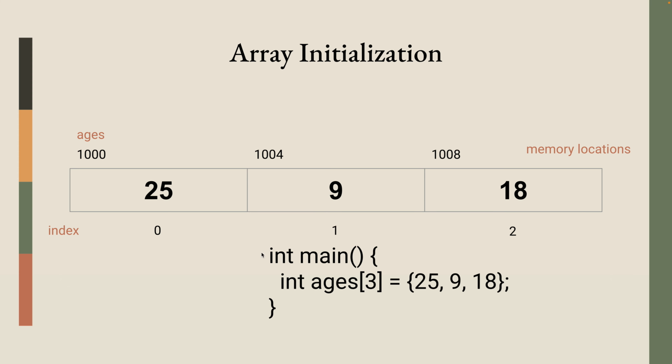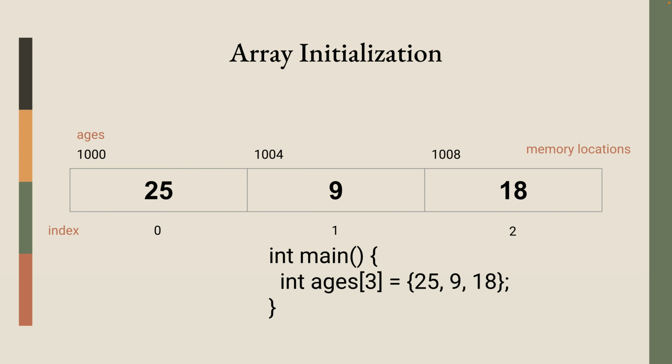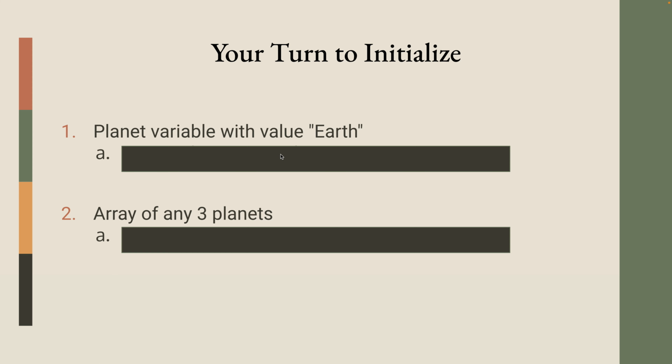Array initialization. We could define the array like this, and then we could say planets[0] is equal to Mercury, planets[1] is equal to Venus, planets[2] is equal to Earth. That would be a little bit tedious. Instead, you can do it all on the same line. It still looks a lot like the definition. You have the data type, the name, the size, but then you put in equals, and in the curly braces, you put the different values that you want. So 25, 9, and 18 in this case. If we wanted to initialize a variable, what would it look like?